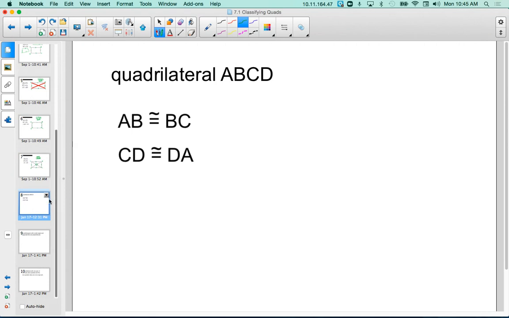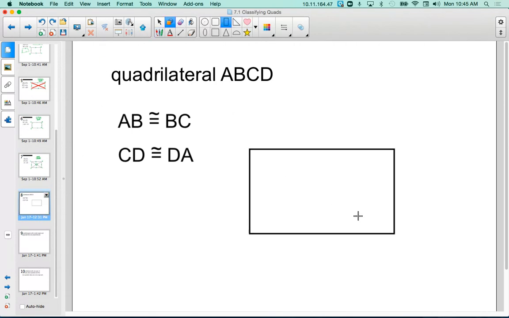All right. Let's draw our figure here. A, B, C, D. AB is congruent to BC. CD is congruent to DA. Now, we are not given the fact that these single hashes and double hashes are the same. So all we know is that these two are the same and these two are the same.